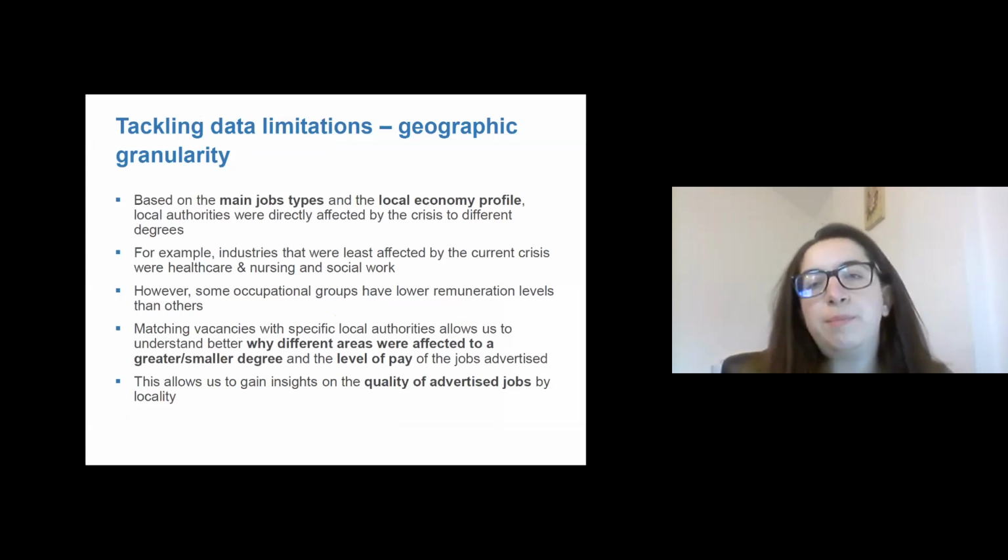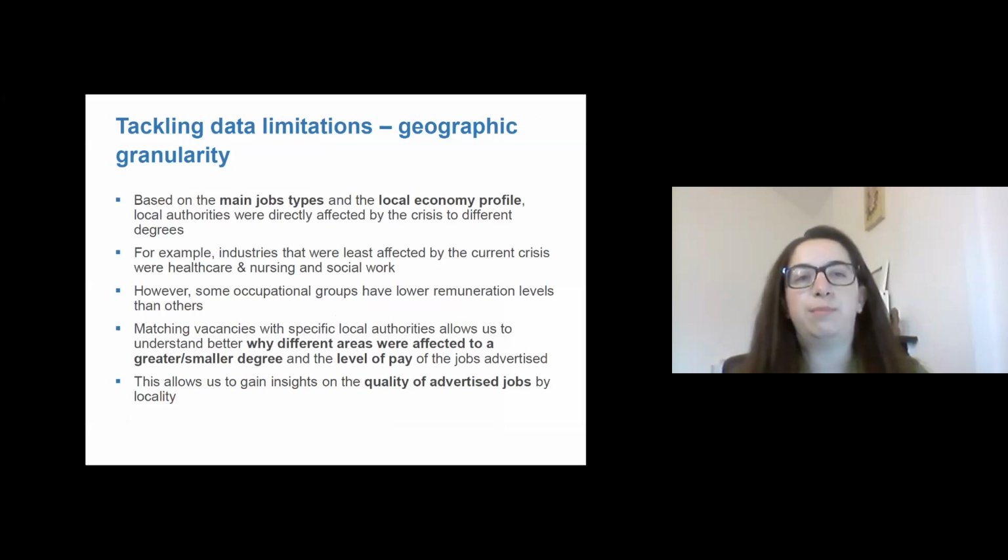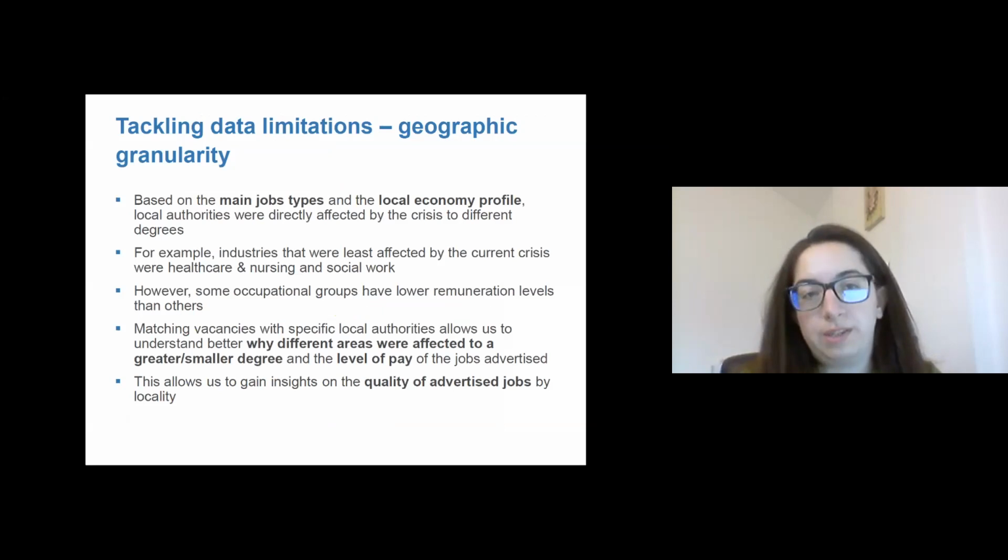So to understand better why different areas have been affected to a different extent, we need to focus also on the type of the economies, the local economies in those areas.